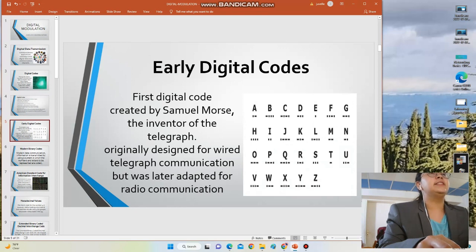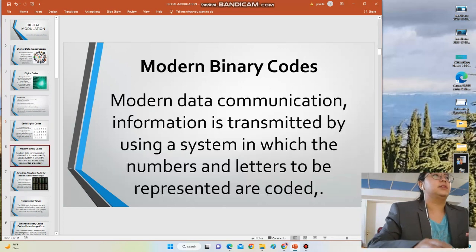Early digital codes. This is the first digital code, created by Samuel Morse, the inventor of the telegraph. Originally designed for wired telegraph communication, but later adapted for radio communication. So this is the Morse code.